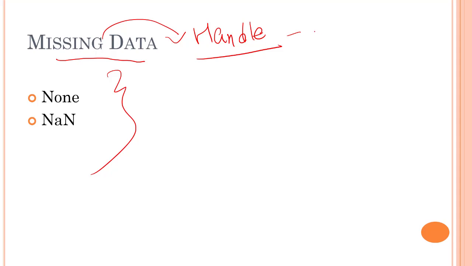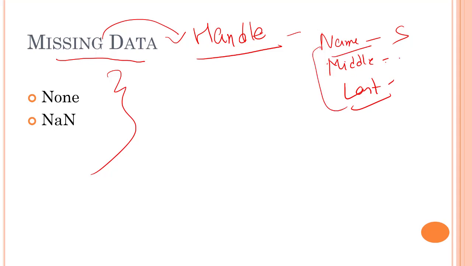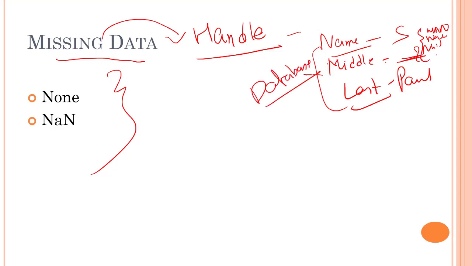Sometimes we get missing data. For example, with a name, there is a first name, a middle name, and a last name. Someone has a middle name, some don't. Some people go with just the first name and the last name. In those cases the middle name will be missing, right? At that time nothing is there, it shows null or sometimes None, and this type of thing we can always observe in a database.